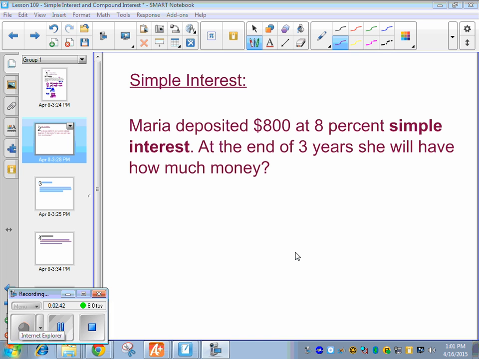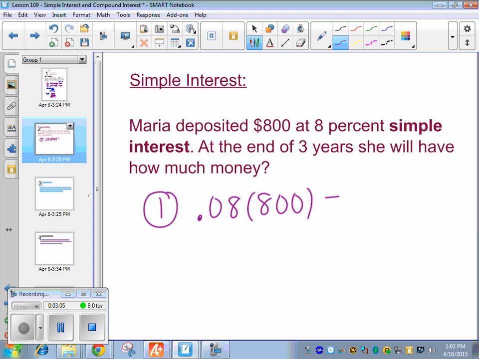All right, now we're going to do another simple interest problem, but this time we're going to go for 3 years instead of 2 years. Maria deposited $800 at 8% simple interest. At the end of 3 years, she will have how much money? First year, we're going to do 8% of 800. So 8% is what decimal? Good. And we're going to multiply it by 800. So we make $64.